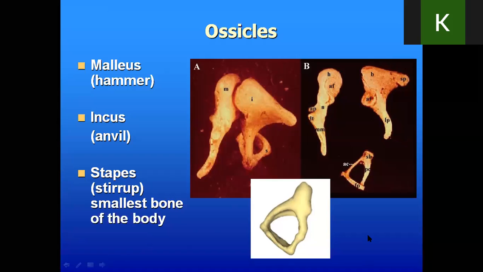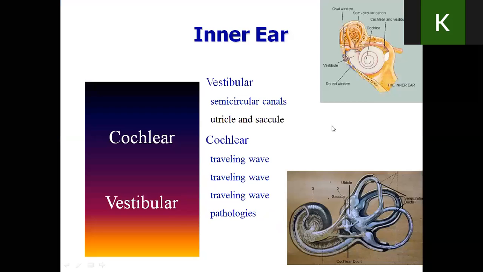It looks like a stirrup, a stirrer which you use in a glass or a cup. Now we go to the inner ear. The inner ear has 2 parts, cochlear and vestibular. That is why the 8th cranial nerve is called vestibulo-cochlear. It has 2 components. Cochlear is for hearing and the vestibular part is for equilibrium or balance.